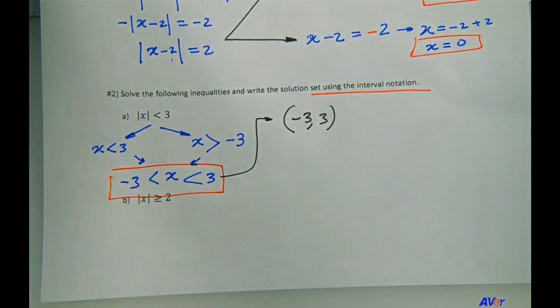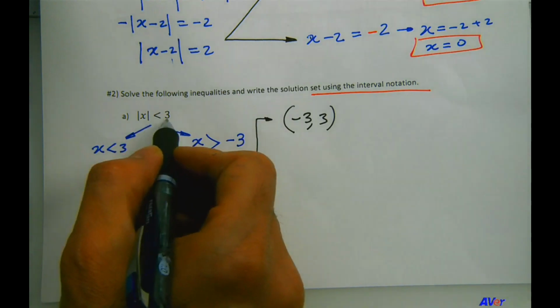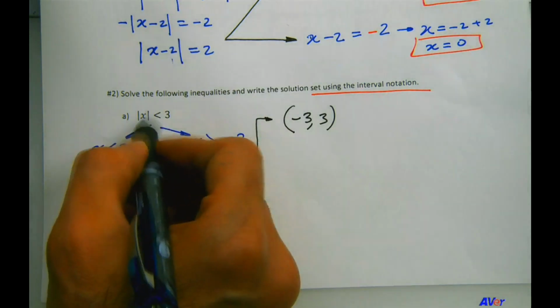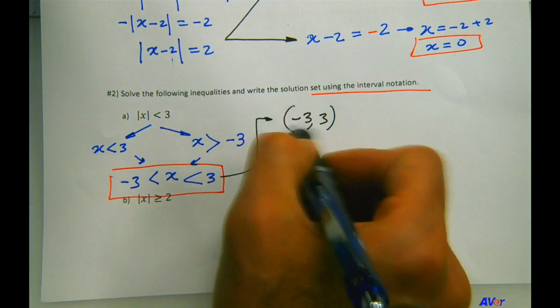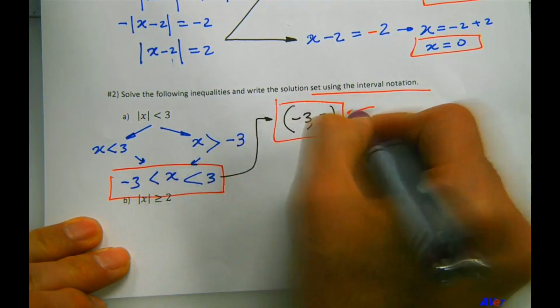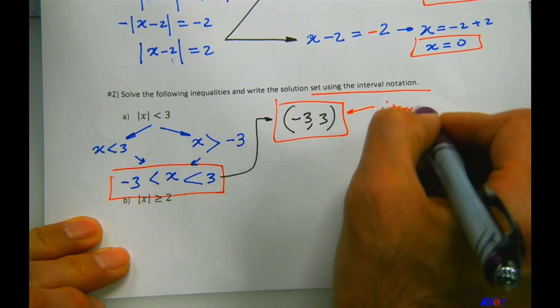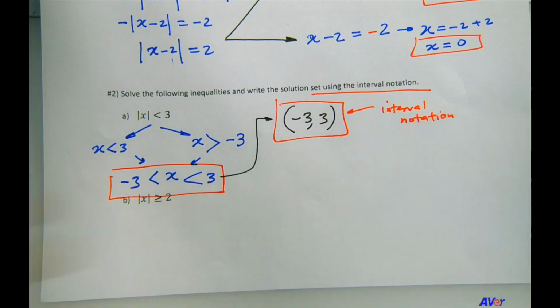Why are they not included? Well, because here, the left side cannot be equal to 3. The absolute value of it can be only less than 3. Okay, and that can happen if x is within this interval. So this is the interval notation. Okay, like that. Can we look at this on a graph line?